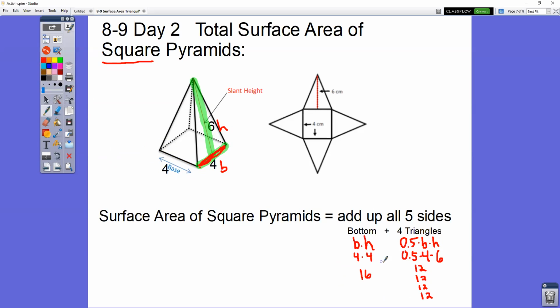Just like we have in previous days, after we find the areas of those 5 shapes, we need to add together 16 plus 12 plus 12 plus 12 plus 12. When you do that, you get a total surface area for this one of 64. So again, you're finding the area of the square at the bottom and then the area of the triangle, and you have 4 of those triangles because those are the 4 different sides. Then we add together all 5 of those numbers and you get 64.